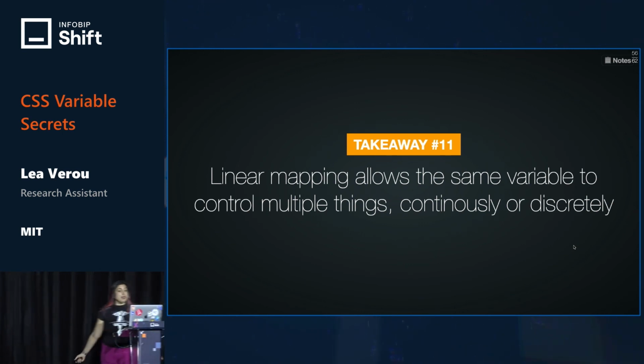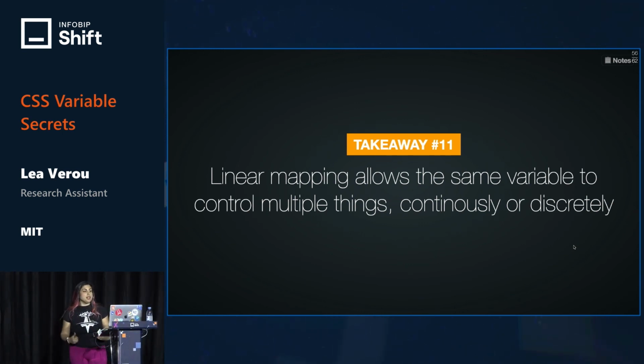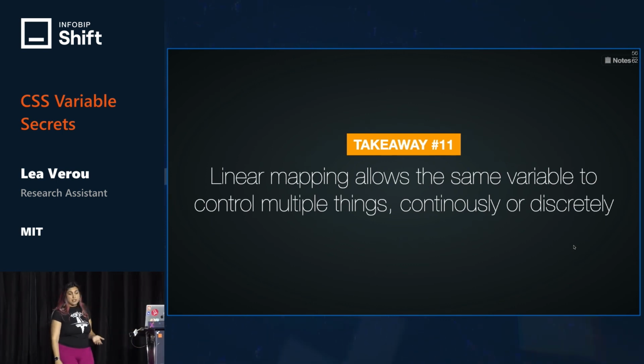So linear mapping allows the same variable to control multiple things, either continuously, as we saw in the color case, or discretely, as we saw in conditionals.